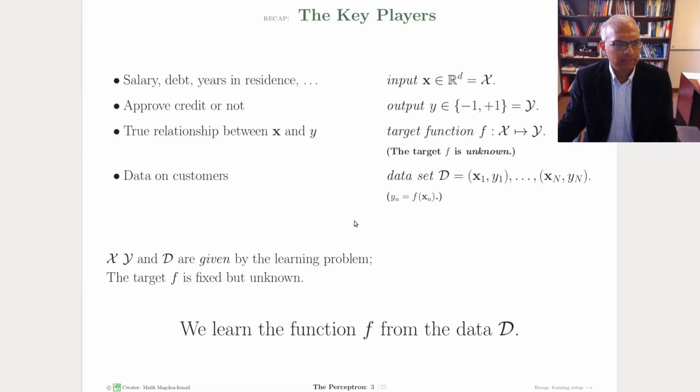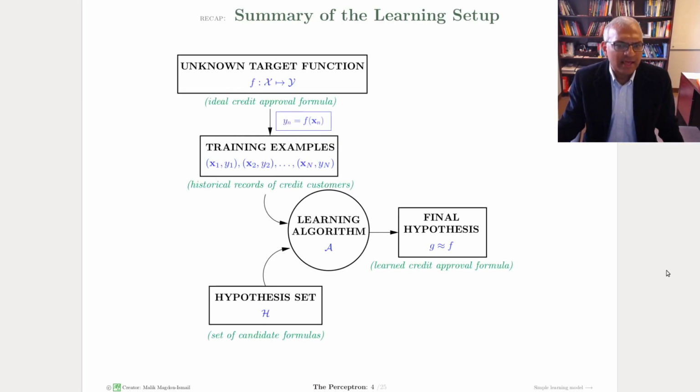Nothing you can do about it. Those set the parameters of the learning problem. The target function f is also in some sense given. It's fixed, but it is unknown. Okay? And the goal is that we have to sort of learn, we have to reverse engineer the target function f from the data D. Okay, so that's the setup of the machine learning problem, and we summarize that in a flowchart. Okay, in terms of step by step, how can we view the entire machine learning process from start to finish?